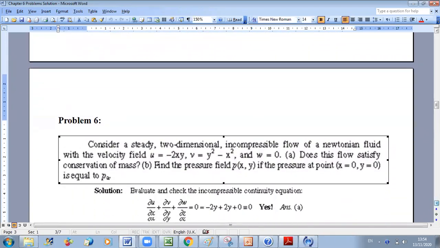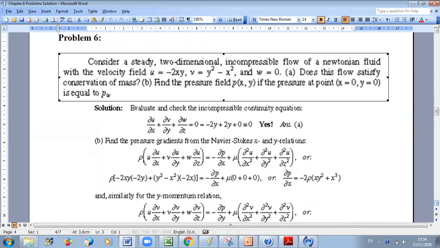So problem 6. Consider a steady 2D incompressible flow of a Newtonian fluid with the velocity field given by u equals minus 2xy, v equals y squared minus x squared, and w equals 0. Does this flow satisfy the conservation of mass? This is the first question. And the second question is to find the pressure field if the pressure at point x equals 0, y equals 0 is equal to PA.